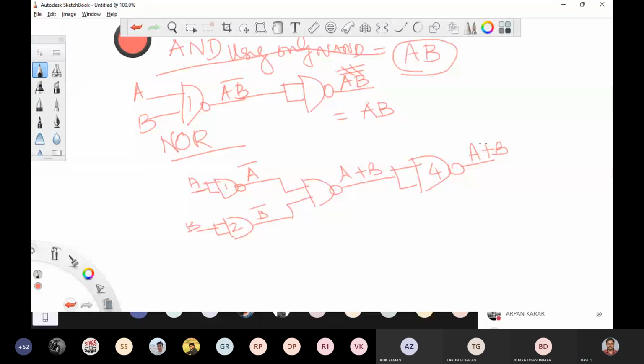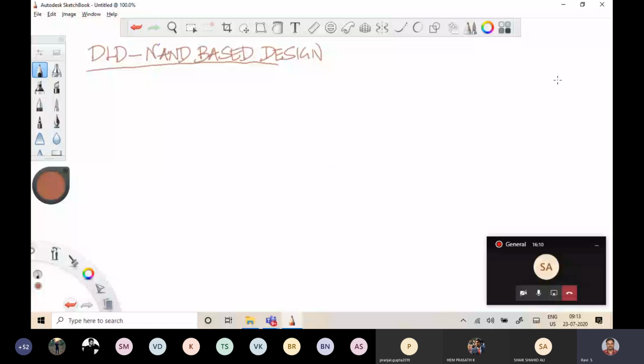Any doubt? No, sir. So up to the third logic we derived. Now you are using one inverter at the third gate output to get A plus B the whole bar. Okay, now it is visible, right?